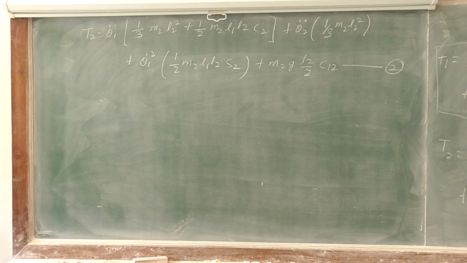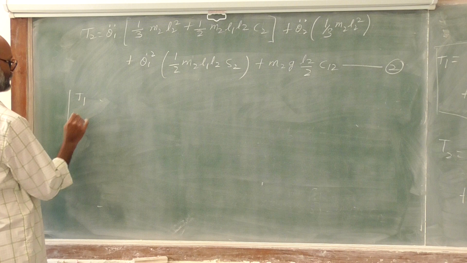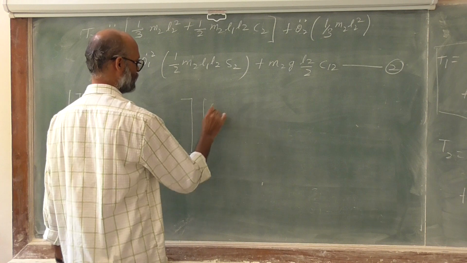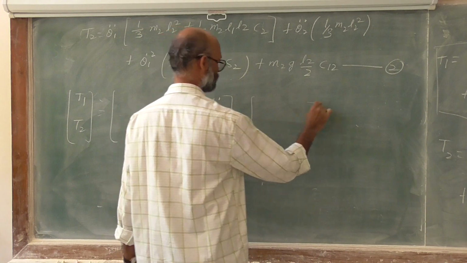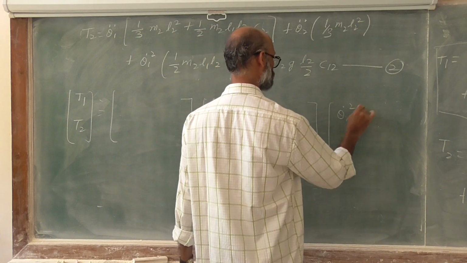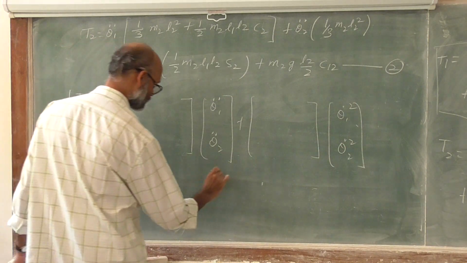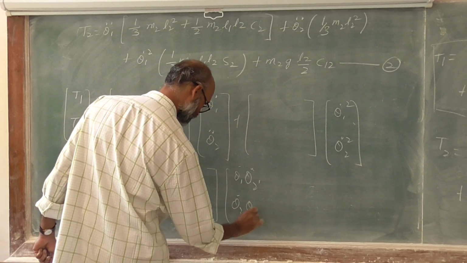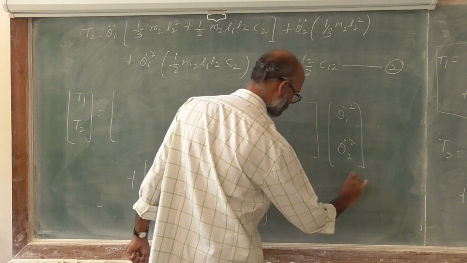We need to write equation number 1 and 2 in a matrix form, which you have done like previously. How to write? On LHS T1 T2 will be equal to some matrix into theta 1 double dot, theta 2 double dot plus some matrix into theta 1 dot square term, theta 2 dot square term plus some matrix into theta 1 dot, theta 2 dot, theta 2 dot into theta 1 dot, plus whatever the remaining terms are there.